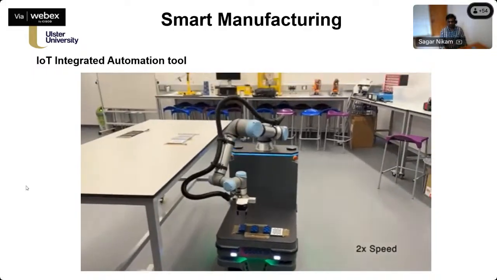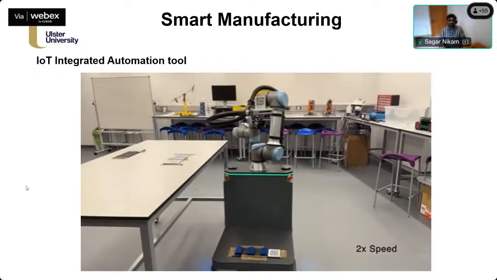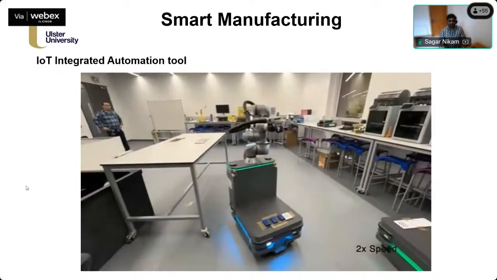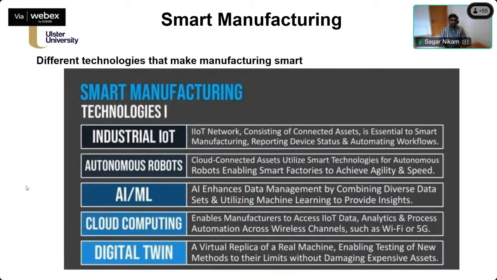Right. So this is how you can see the IoT, Internet of Things, can be integrated with automation tools to perform the task. When we talk about the technology, it's not just one technology that makes a manufacturing process smarter. There are several technologies integrated together, which make this manufacturing process smarter.